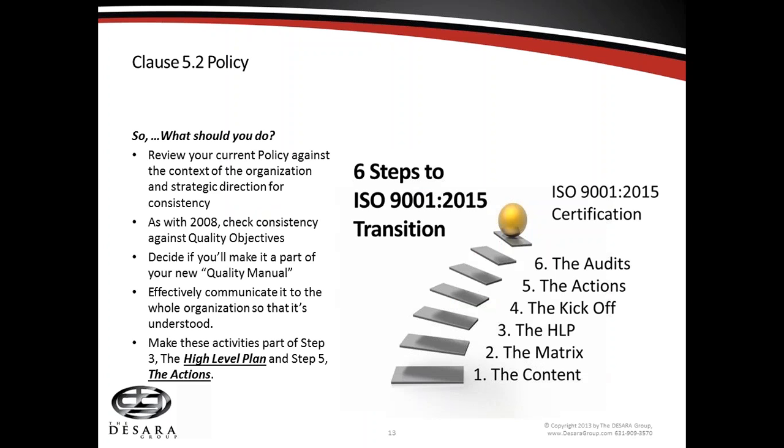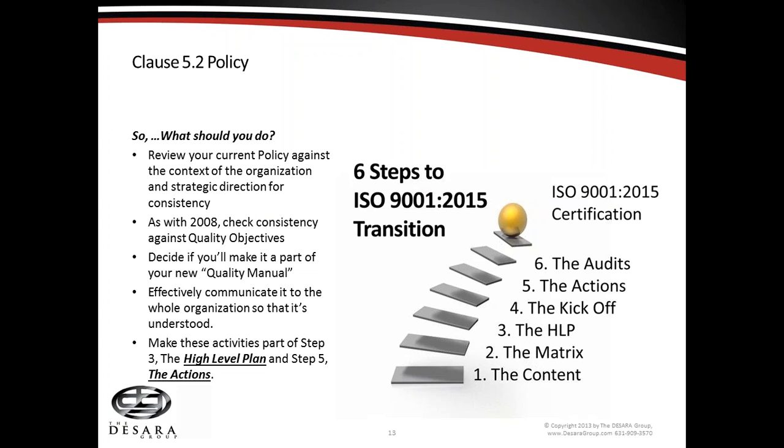We're going to review these slides probably at the end again, but I want to talk a little bit about what it is you should be doing based on that discussion. First off, obviously you should be reviewing your current policy. Look at it in the context of the organization. Look at it from the strategic direction. And what you're trying to decide is, are we consistent? Is this consistent from the policy to the context, from the context to the strategic direction and back? We want to make sure that they line up together.